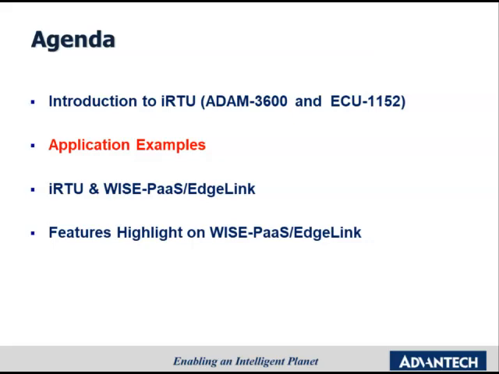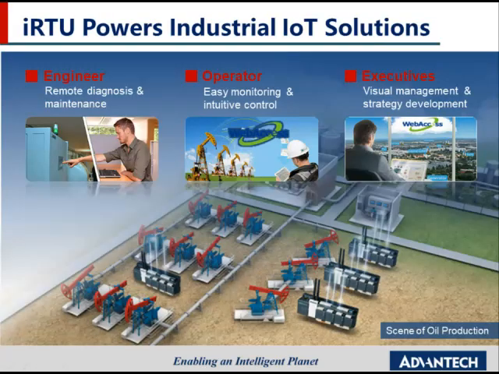Next topic is the application examples of iRTU. With these examples, we could get more clues about how these products are used in real applications and what kind of features they have. This is an application scenario for oil production. By using Advantech 3600, three different kinds of users could take great advantage of it.